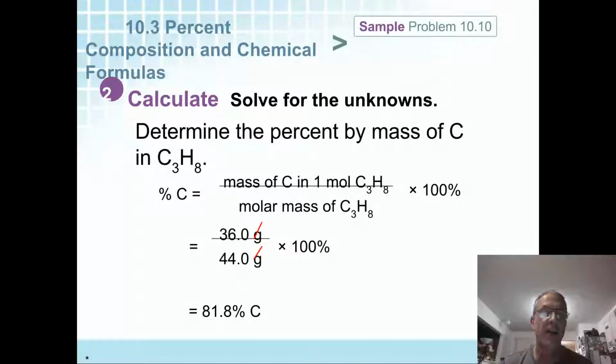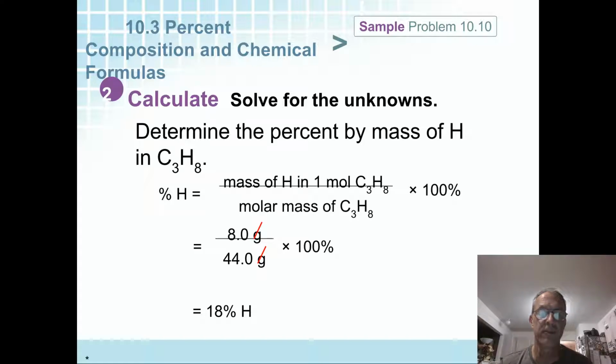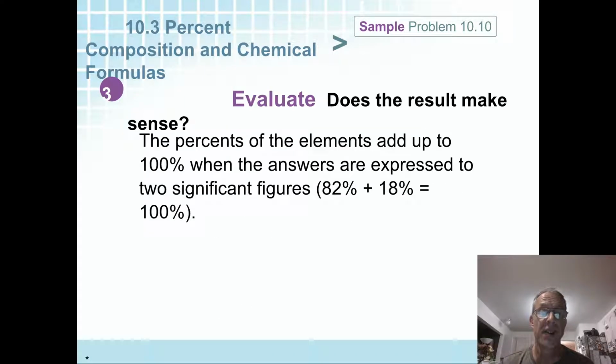To find the hydrogen, we could go through the same calcs using 8 grams over 44, or say, hey, 100, because those are the only 2 elements. 100% minus 81.8% must give us about 18.2%, or about 18%. I think I may have done my math wrong there, but it does work out, and it does add up to be 100. So 82 plus 18 is about 100. And of course, they round quite a bit here.